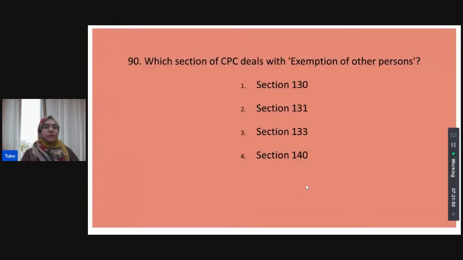Which section of CPC deals with exemption of other persons? These are the last 10 questions. Let's give it your all. Exemption of other persons is covered under which section? Section 130, Section 131, Section 133, or Section 140?